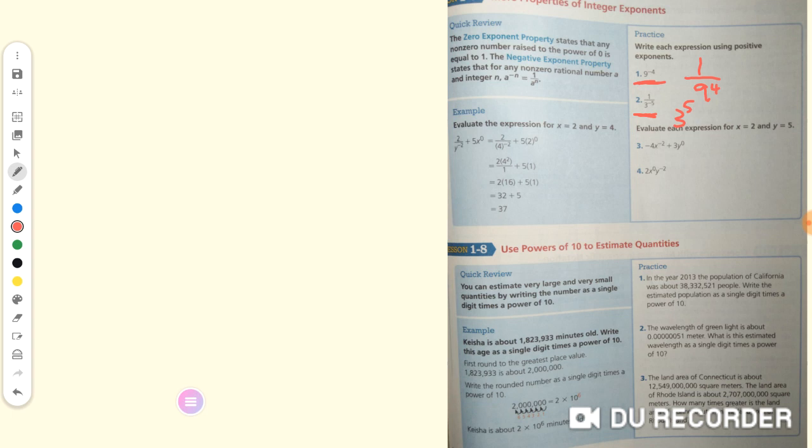Okay? Just flip the number. What about this question, which may be included in the exam? If I give you a value of x equal to 2 and a value of y equal to 5, calculate the following.